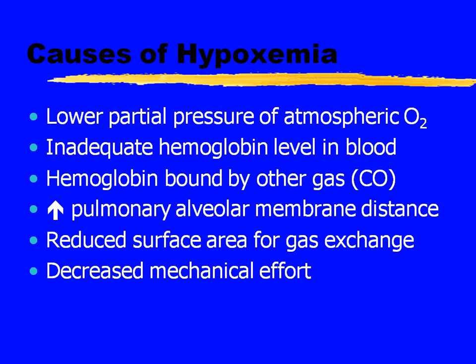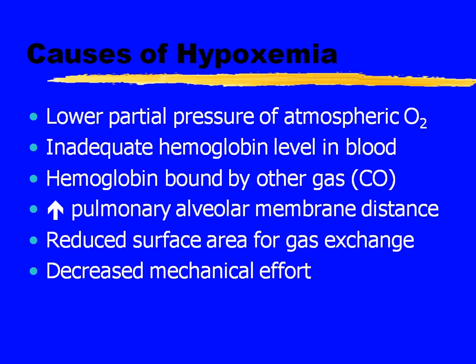Possible causes of hypoxemia. What's hypoxemia? Low oxygen about hemoglobin. Oxygen in the blood. So the problem is obviously lower partial pressure of atmospheric O2. What's a good example I talked about earlier? Altitude. Yeah, higher altitude was another one. Inadequate hemoglobin in the blood level. Give me an example. Anemia. Obviously, hemoglobin bound by another gas.